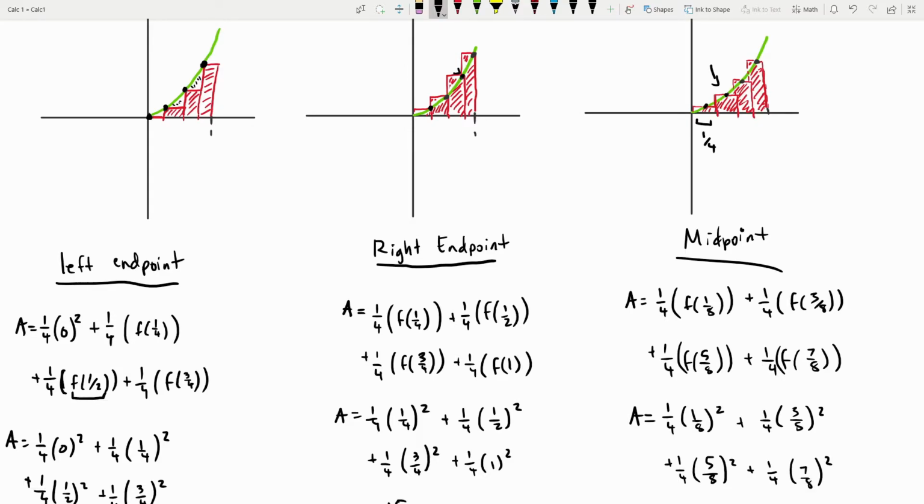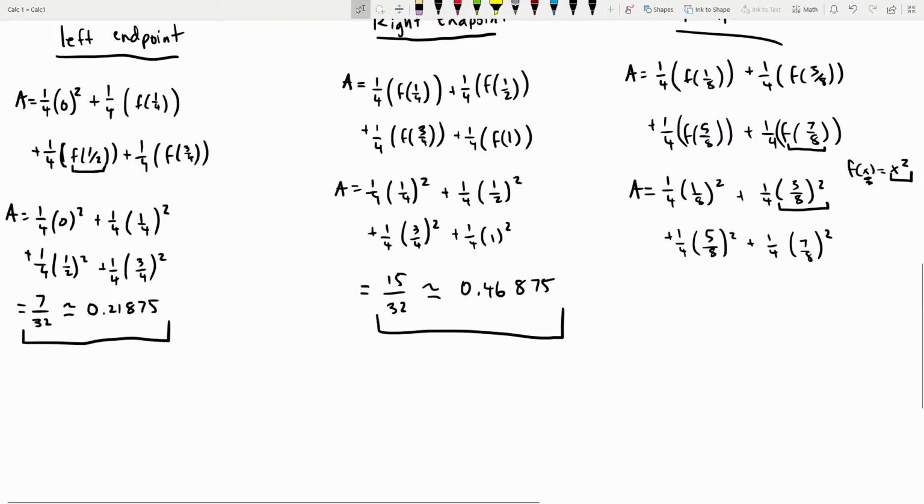And again, we're getting rid of this function notation because f of x is equal to x squared. So all we do is we take the x value, the input to f, and we plug it in here. And we put that expression instead of f of whatever it was. So now if we evaluate this, we will get 21 over 64, which is roughly 0.328.